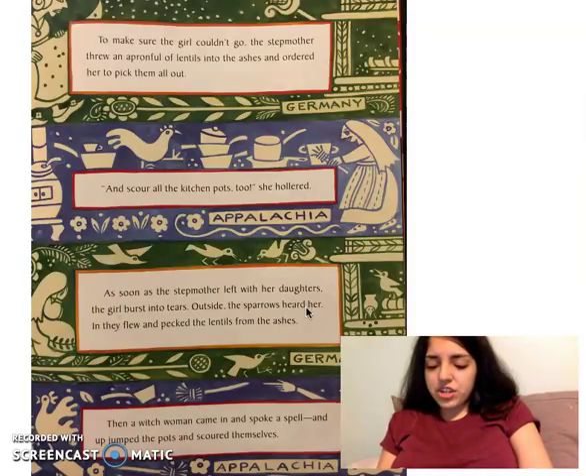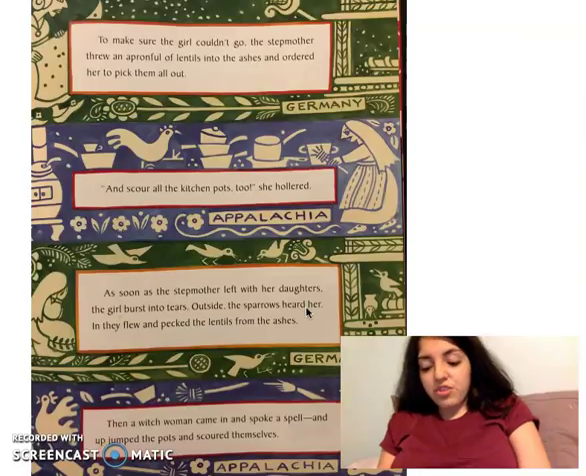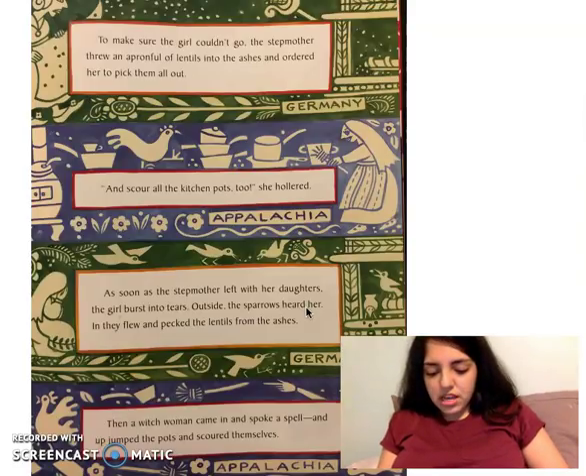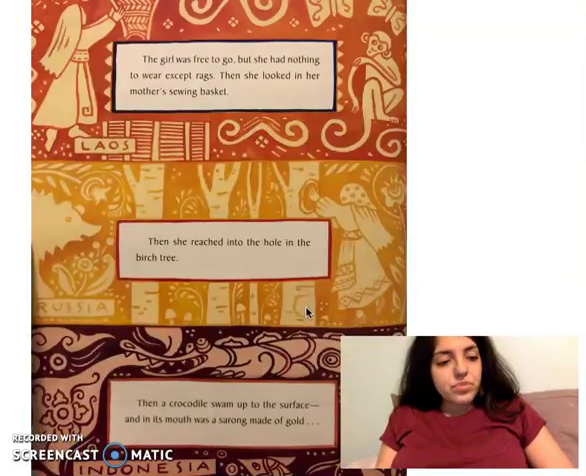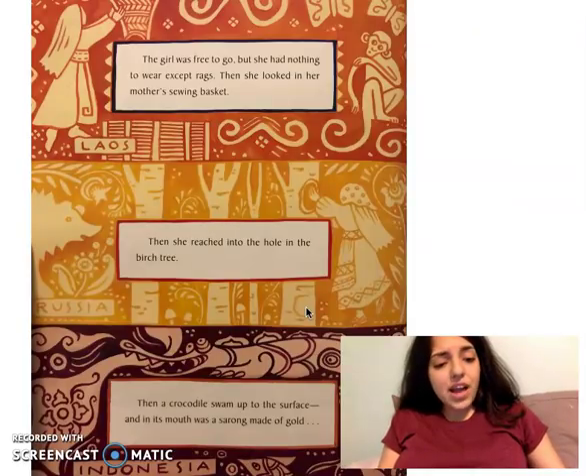Outside, the sparrows heard her. In they flew and picked the lentils from the ashes. Then a witch woman came in and spoke a spell, and up jumped the pots and scoured themselves. The girl was free to go, but she had nothing to wear except rags.